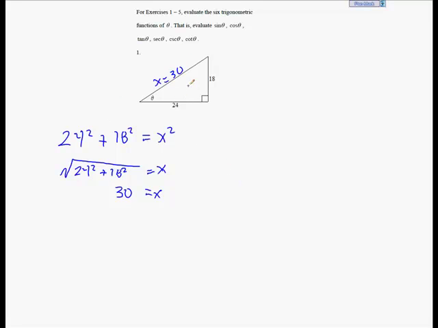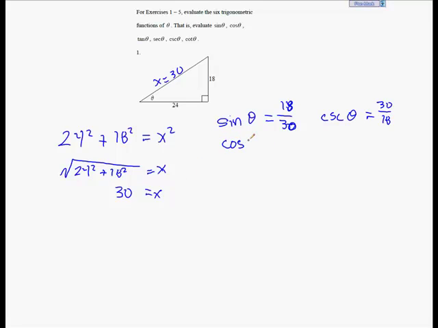Okay, well, we want to complete things, so we want to be able to find sine, cosine, tangent, secant, cosecant, and cotangent. So we know that sine theta is going to be the opposite over hypotenuse, which is 18 over 30. Now, I'm not going to reduce these. I trust that you can reduce them, but that's not really that important. We know that cosecant is just the reciprocal of sine, so that's going to be 30 over 18.